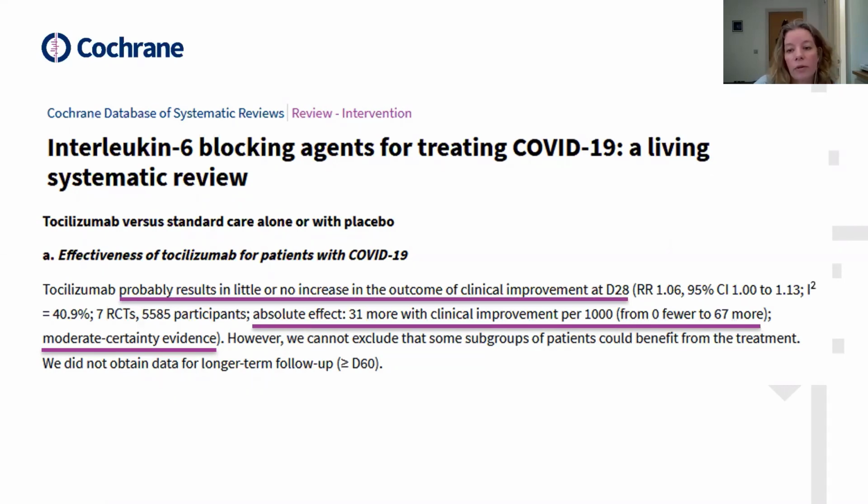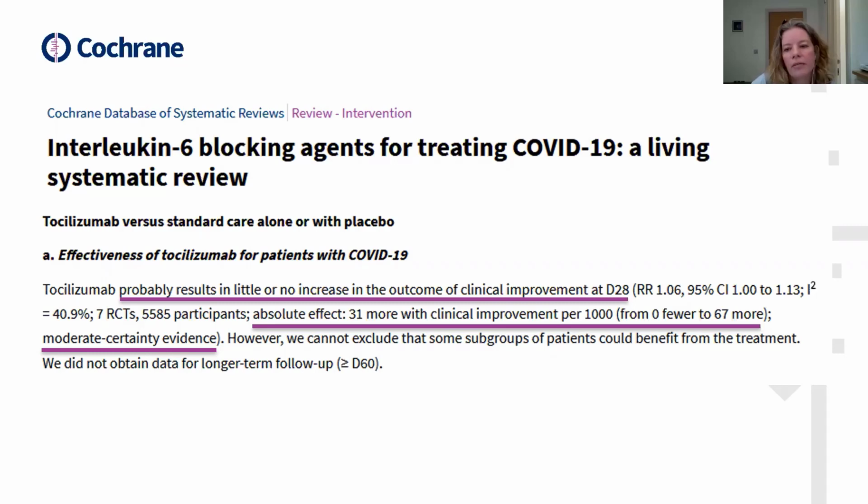So the length of follow-up is specified because that's important to know. And they've used "probably" to reflect the moderate certainty of the evidence. And they've described the relative effect, which was 1.06, as little or no increase. And helpfully, they've also reported the absolute effect. So 31 more per 1,000 people experienced clinical improvement at day 28.